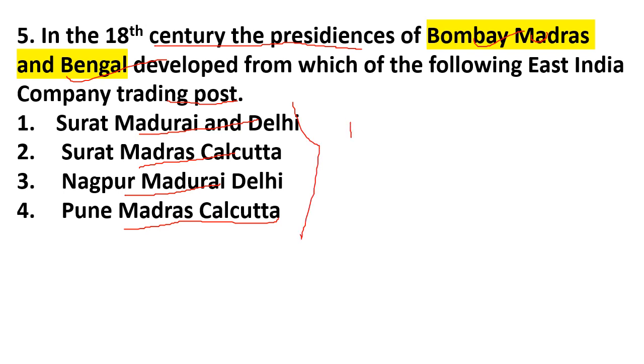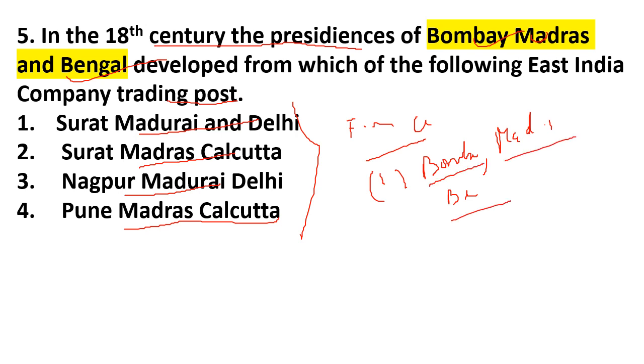So, for administrative purposes, colonial India was divided into three presidencies. One is Bombay, second is Madras, and third is Bengal. So, what is the question asking? The presidencies developed from East India Company trading posts. Okay, the East India Company trading posts were developed at which places? The right answer is Surat, Madras, and Calcutta. This is the right answer.